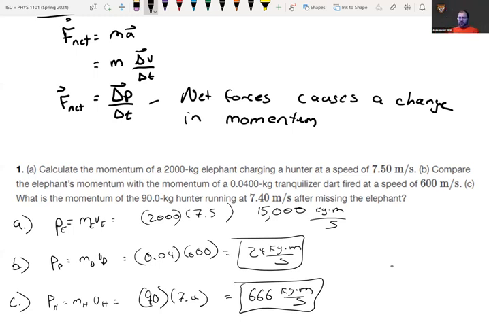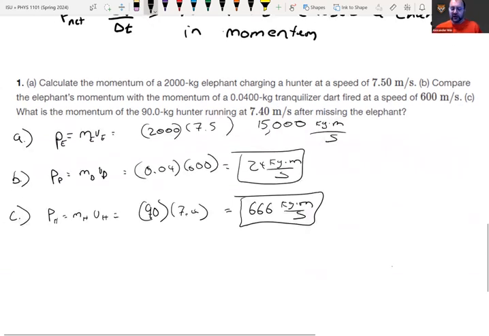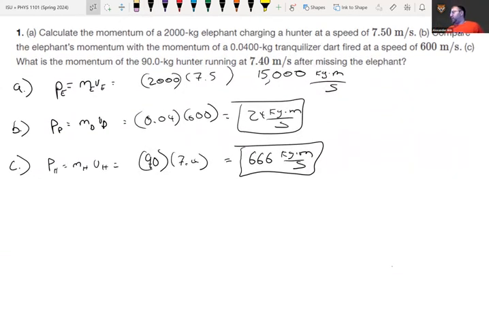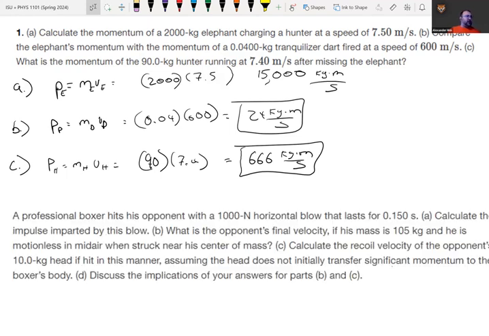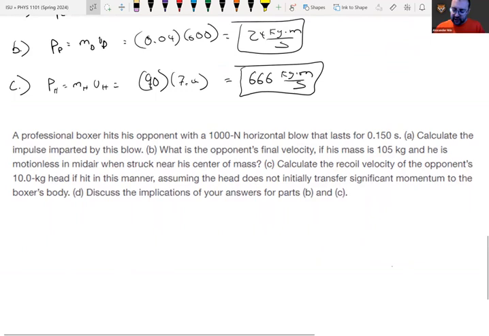All right. So that one was basically straight calculating momentum. I'm going to grab another one now. I don't remember which number this was, so I'll put it up and you can go find it if you want. It says a professional boxer hits his opponent with a 1,000 Newton horizontal blow that lasts for 0.15 seconds. Calculate the impulse imparted by this blow.